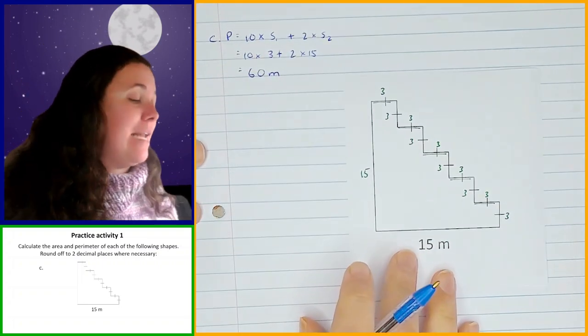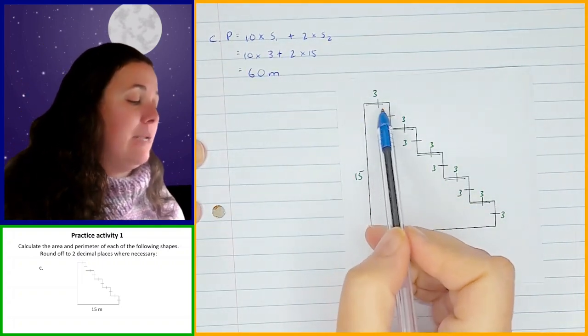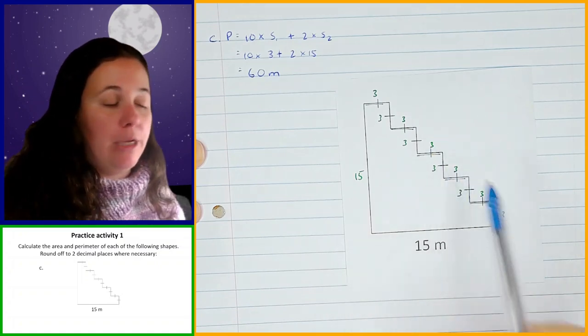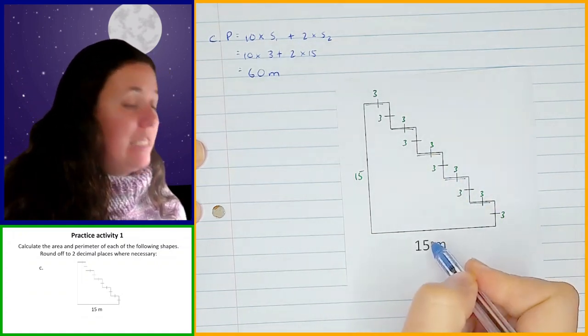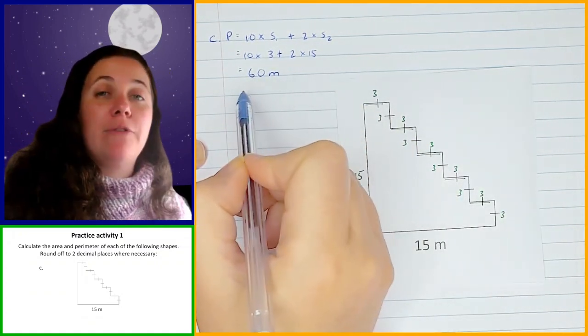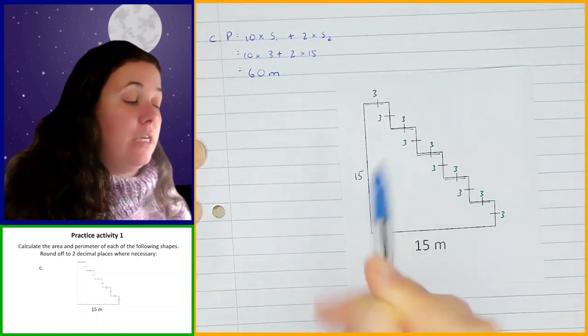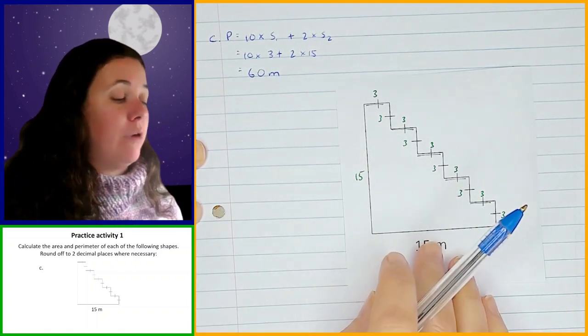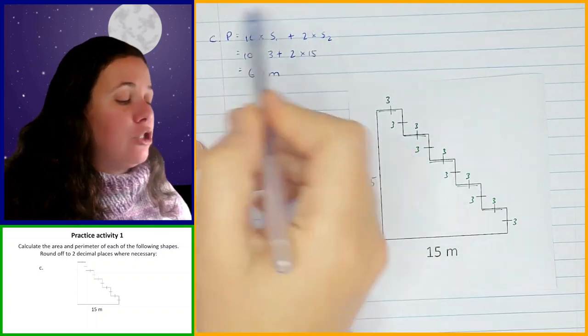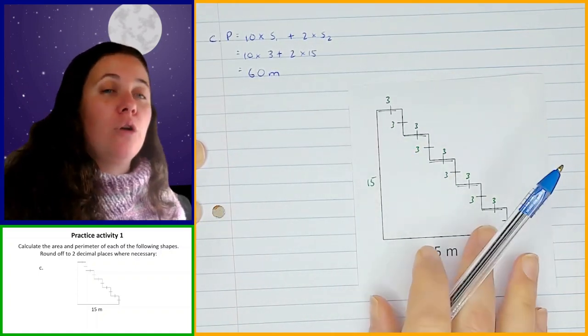Now you could have added them all up together. You could have said 3 plus 3 plus 3 plus 3 plus 3 plus 3, 10 times, plus 15 plus 15. It would also have given you 60, so long as you didn't leave anything out while you were typing into your calculator or writing it down. Okay, so that's what we should get for the perimeter. Now let's have a look at the area.